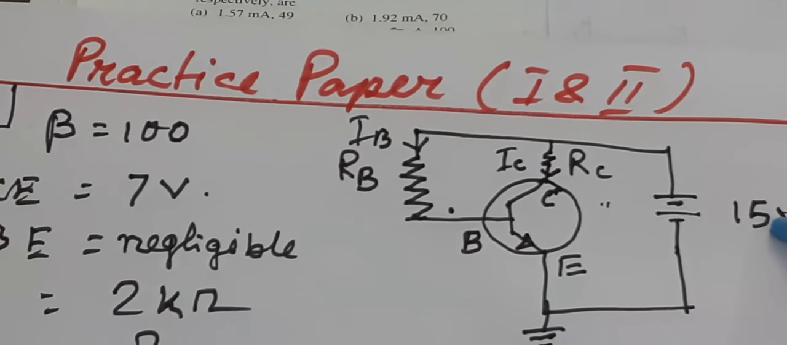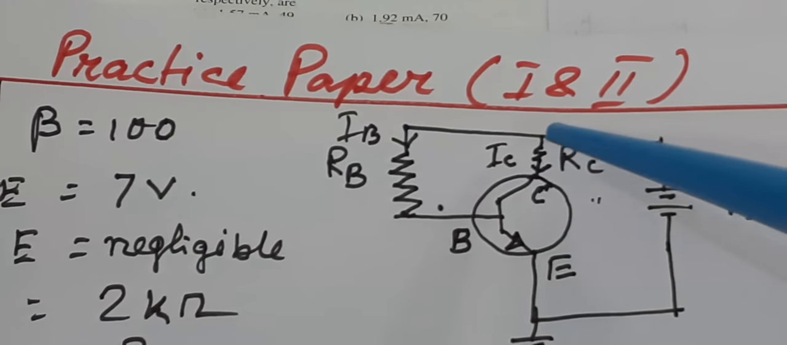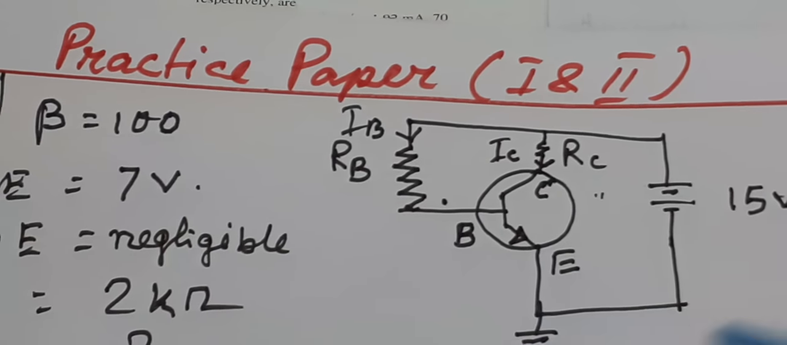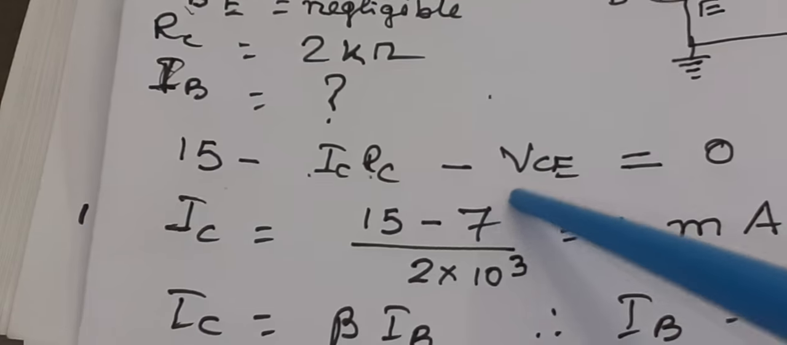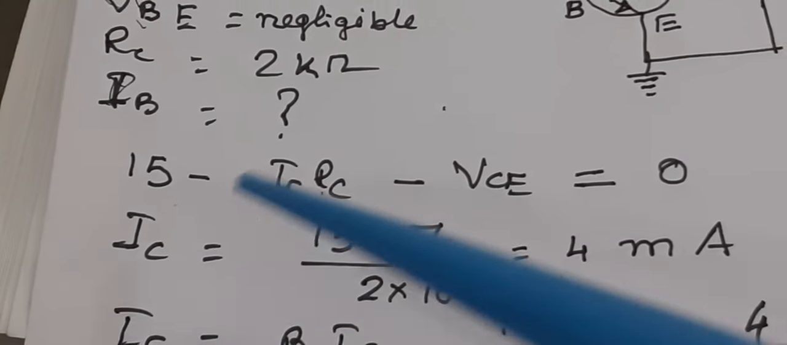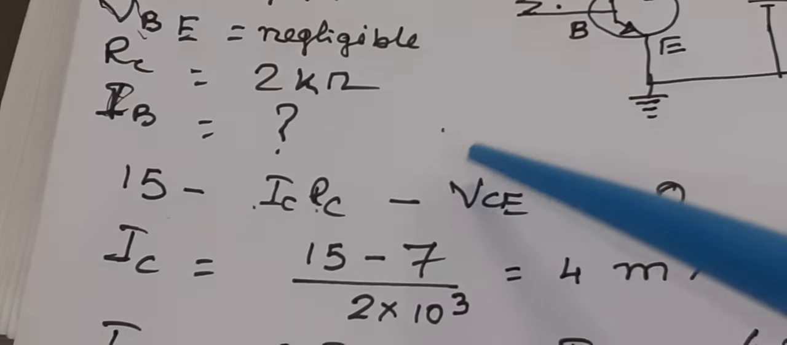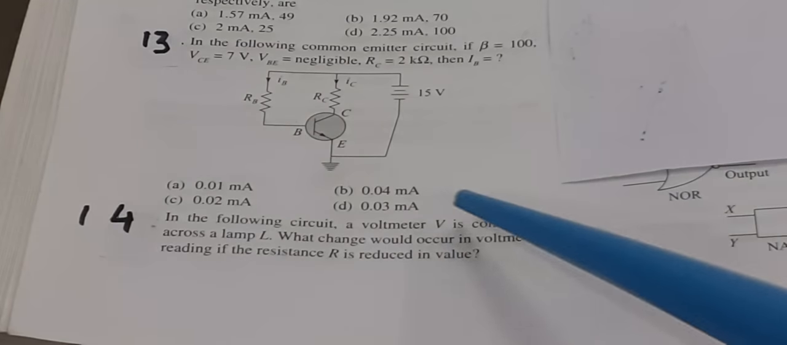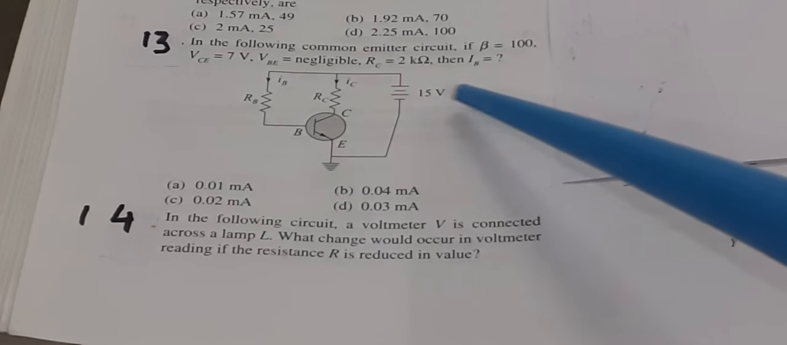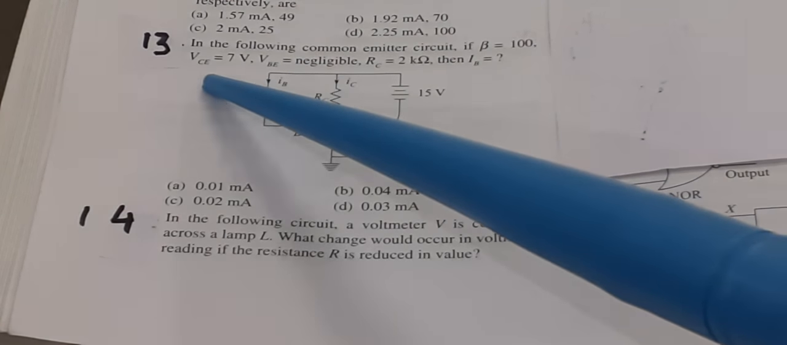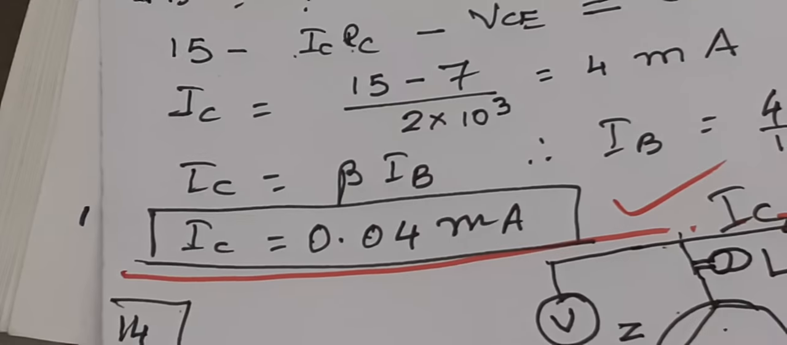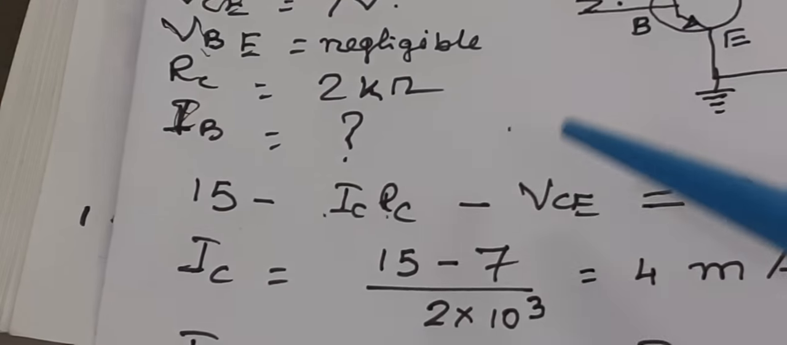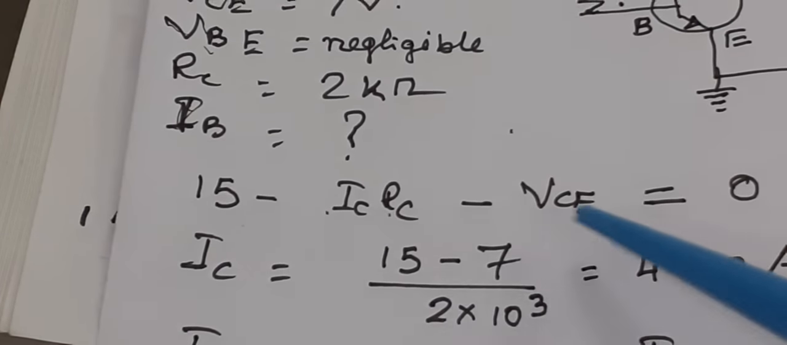Now supply is 15, minus IC RC, minus VCE equals 0. From this, 15 minus IC RC minus VCE equals 0. From here, this is known and VCE is given. You can see VCE is given, 7 volt. So deduct this, you can deduct this one, 15 minus 7 divided by RC.